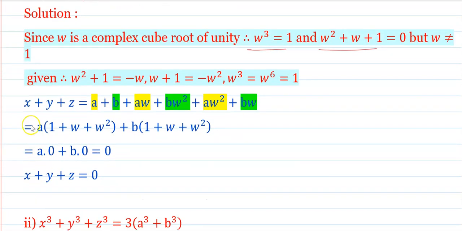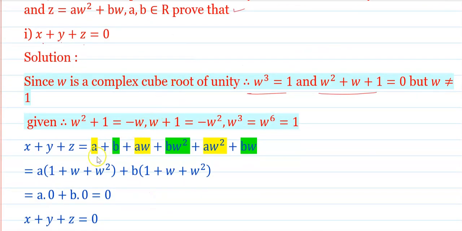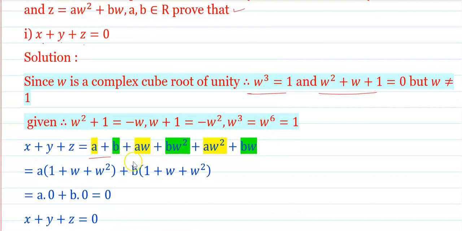Now see this here. x plus y plus z is equals to 0. First, we will write the value of x. What is x? A plus b. Again we write here a plus b. Next y. What is the value of y? y is a omega plus b omega square. This is the a omega plus b omega square. And what about the z? The value of z is a omega square plus b omega. a omega square plus b omega.